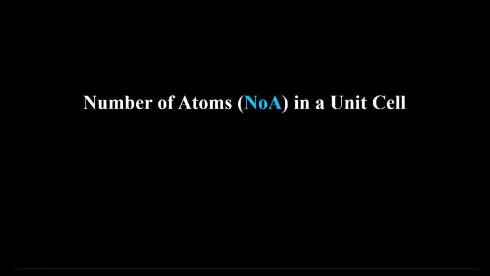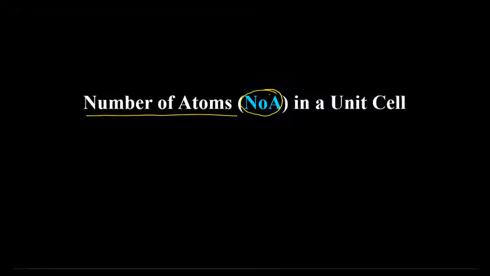Now the important part, number of atoms, which is also written as NOA, and you can get it written in abbreviation in your exam also, in unit cell. It means the same thing we discussed in the previous class. How many atoms actually are in one cell? How many atoms are part of one cell?